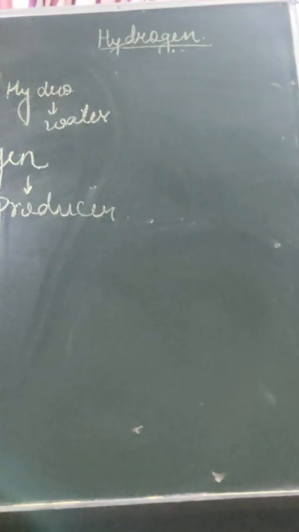Why? Because hydrogen is made up of two words, hydro and gen. Hydro means water, gen means producer. It means that hydrogen produces water, and this is true because hydrogen is the only element useful in the production of water. This is why it was known as hydrogen.